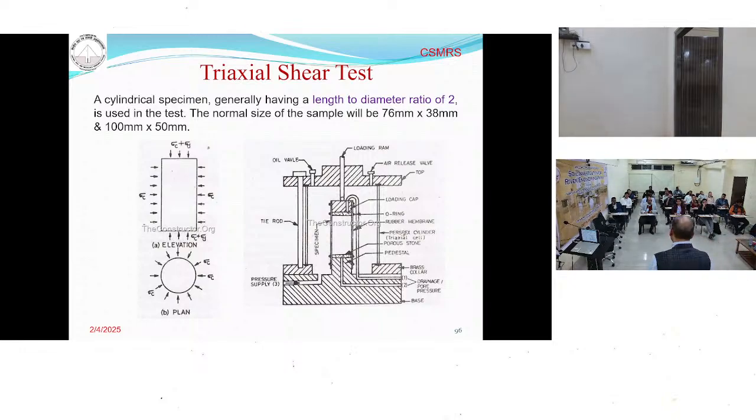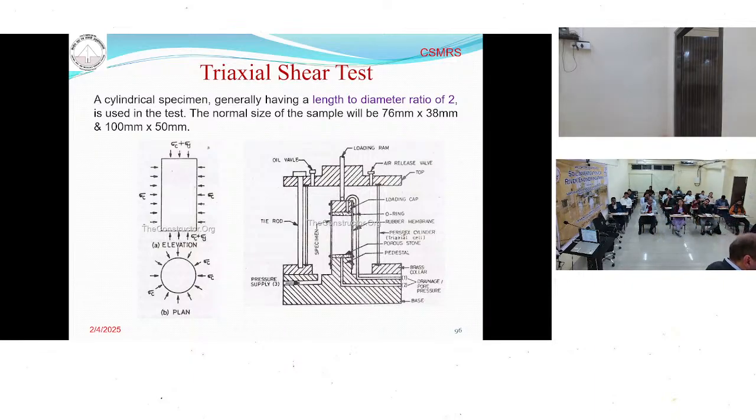Why are we putting the filter stone? Because we want to place the sample under drainage condition so the water can come out from the sample. If we want to saturate the sample, because in case of clay soil the permeability is very low, in normal condition it will take months to saturate. So sometimes we apply some back pressure and give the water to the sample under pressure. In that way we can saturate it.